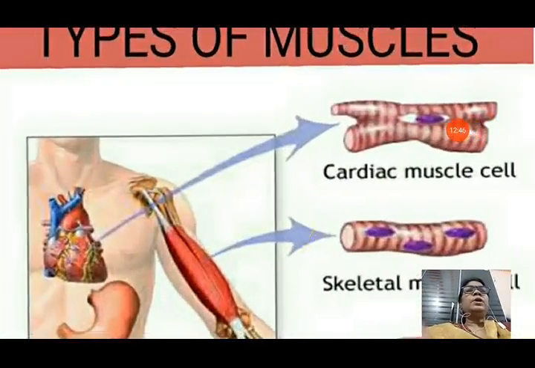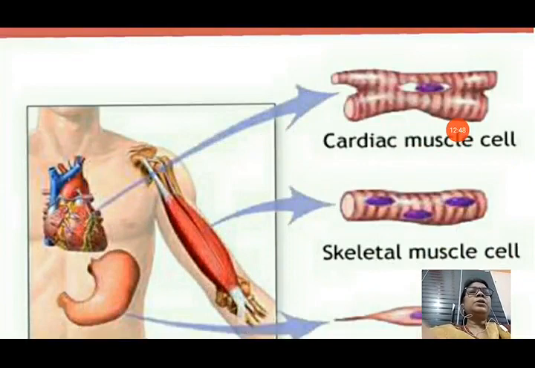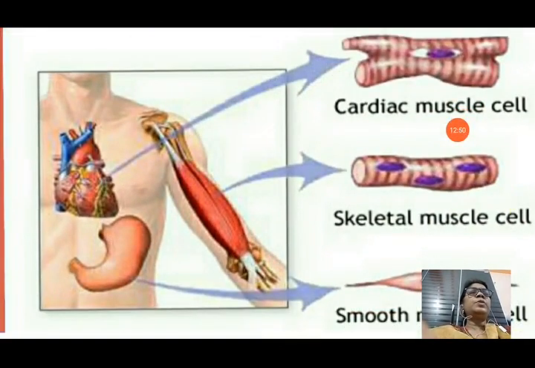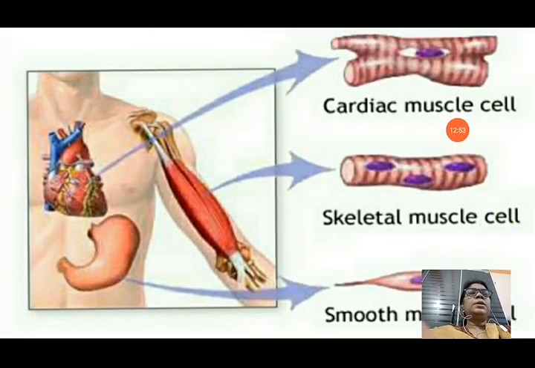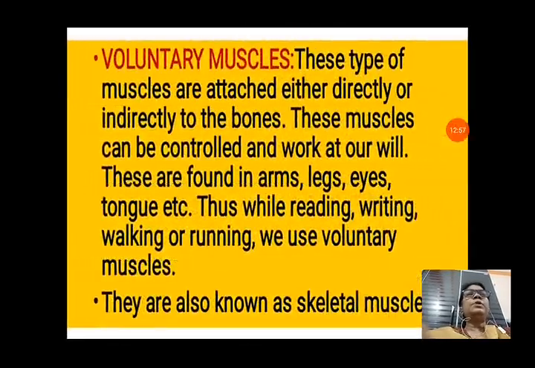Now, the types of muscles you can see are: cardiac muscles, skeletal muscles, which are also known as voluntary muscles, and smooth muscles, which are also known as involuntary muscles. So we will see about the different types of muscles now.